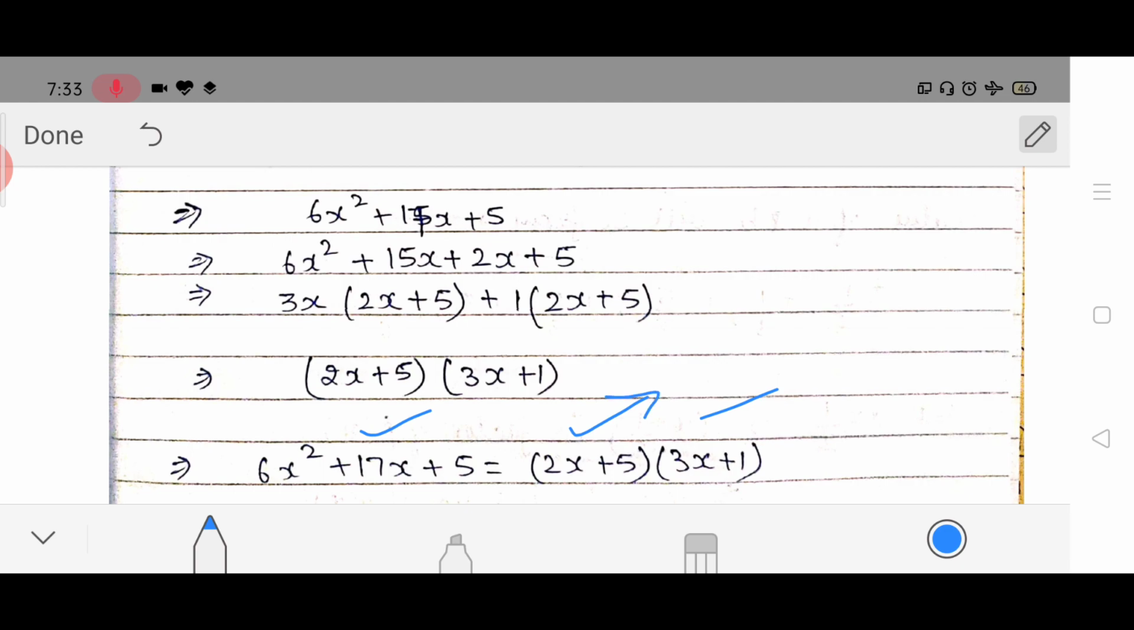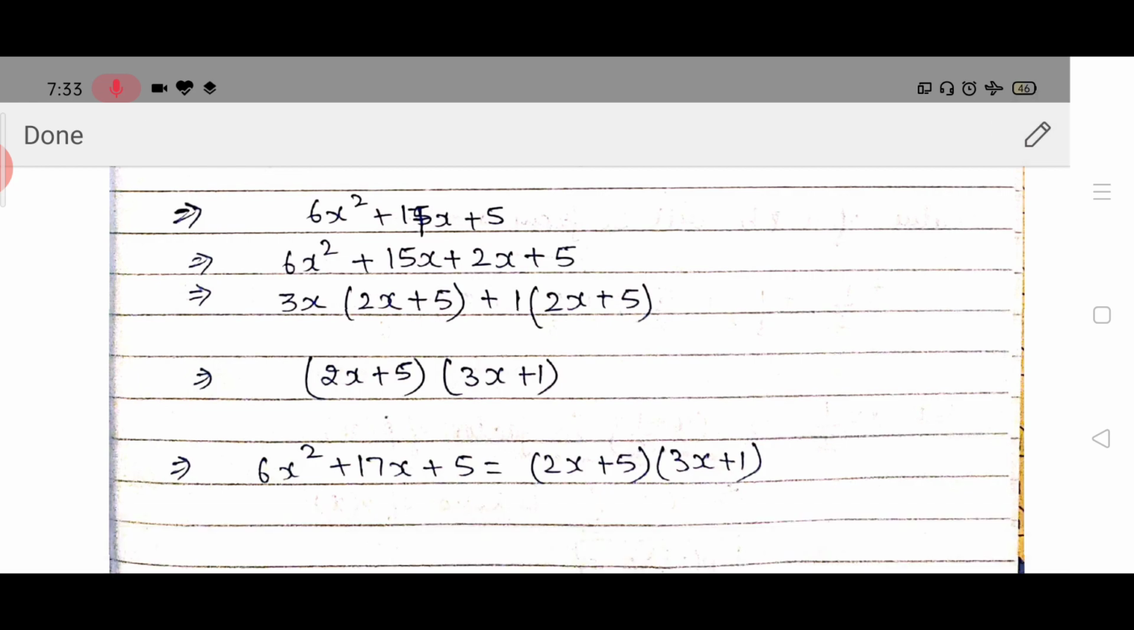So we can say these both are the factors of the given polynomial. So this was our middle term splitting factorization method. You just have to split the middle term into two terms whose multiplication is equal to the product of the first and last term coefficients, and whose addition is equal to the middle term's coefficient.